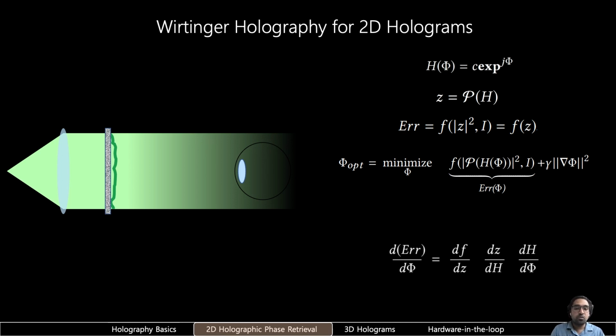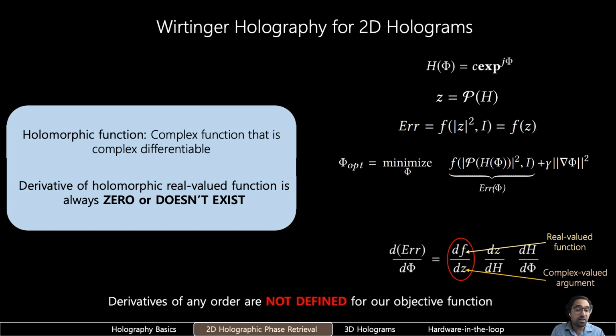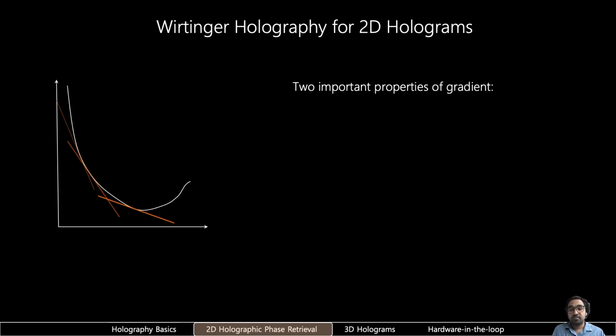Here, I want to introduce to you what is called a holomorphic function. Any complex function that is defined on a complex domain and is complex differentiable is called a holomorphic function. And an important property to note is that the derivative of a holomorphic real-valued function is zero. This means the function always needs to be a constant. And if you notice, our objective has complex arguments, but its value is a scalar number. That means our objective is real valued, and hence the derivatives of any order are not defined. Without well-defined gradients, we cannot, of course, solve the optimization problem using gradient descent solvers.